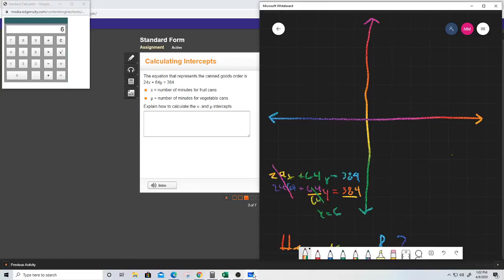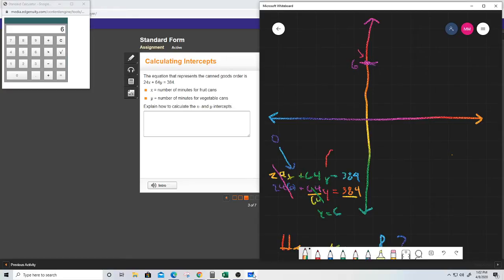So when x is 0, hold on, let me redo this. Remember, we made x 0. When we made x 0, we solved this for y, and we got 6. So that gives us the coordinate (0, 6), and I'm going to put a point up here. We've been learning this for a couple weeks now. This is the y-intercept. That's how you calculate the y-intercept, by putting 0 in for x.